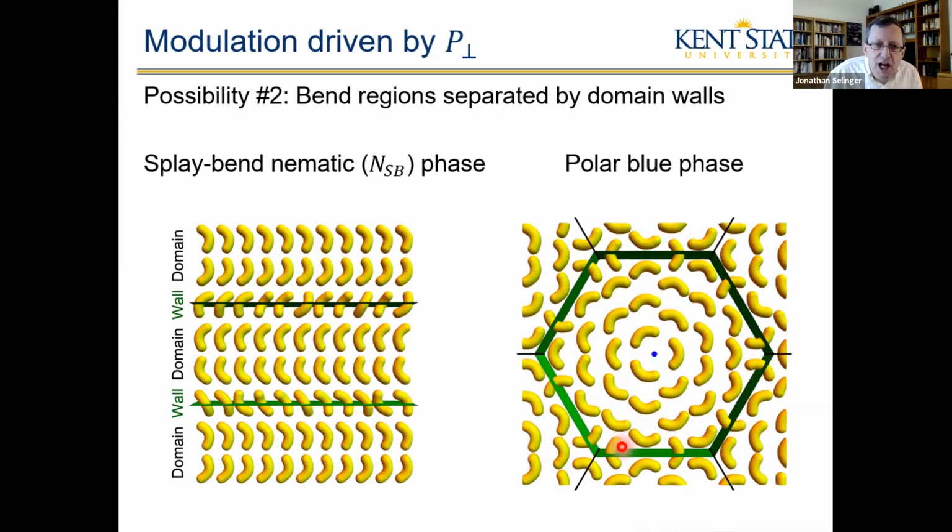Alternatively, the liquid crystal can make regions of bend separated by domain walls. And so one example of that would be this splay bend nematic phase, where there's a nice bend region and then a wall, and a bend region and then a wall, and so forth. Or it could be a more complicated kind of structure where there's, say, a hexagonal lattice of bend regions that are separated by walls. Okay. So that's a liquid crystal with perpendicular polar order.